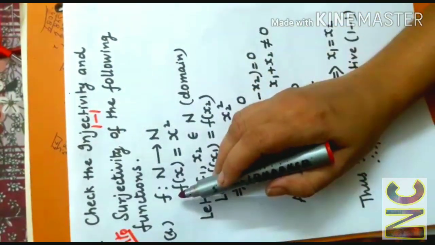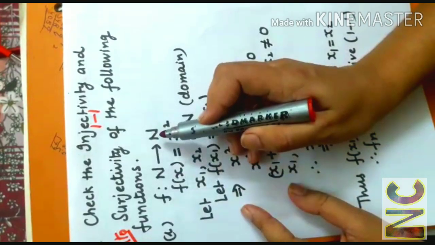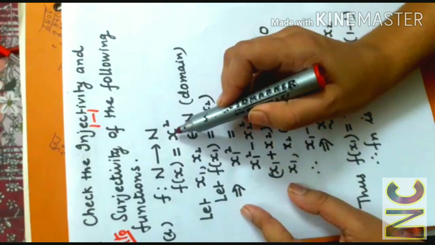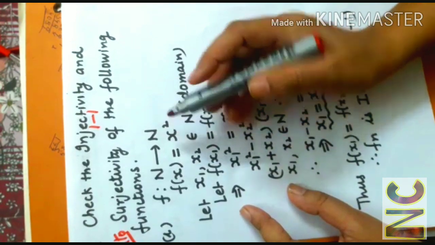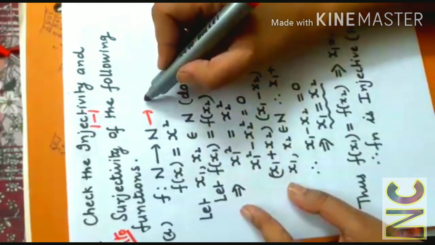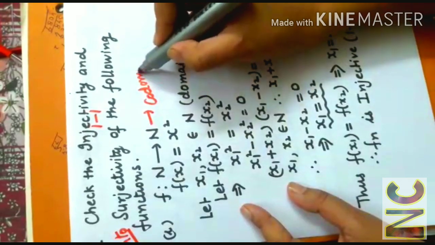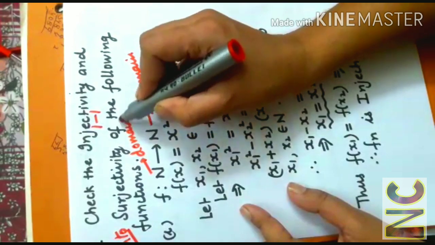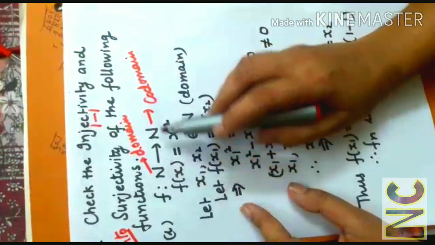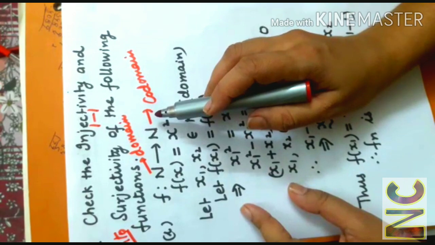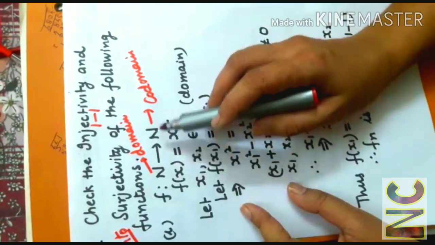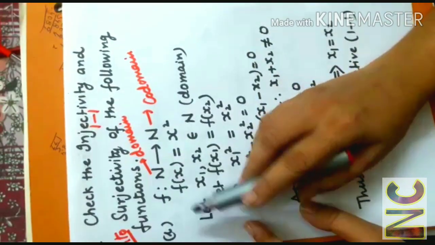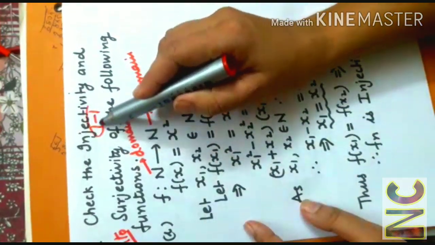The function f is from N to N defined by f(x) is equal to x squared. Here this is the codomain and this is the domain. So here both domain and codomain are the set of natural numbers. Now first we will check whether this function is one-to-one or not.